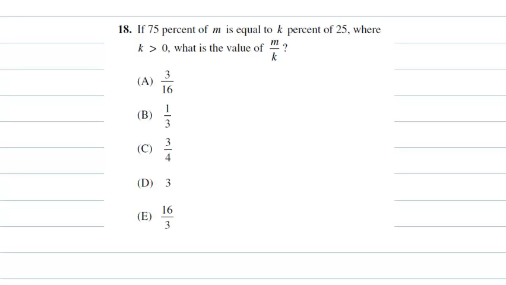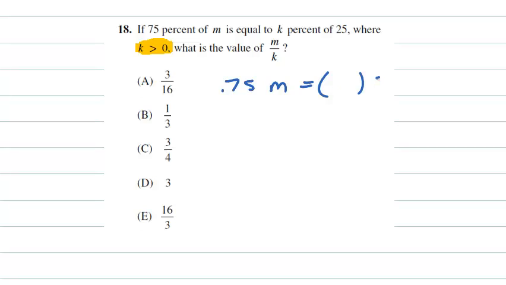over k? Well, first of all, k being greater than 0, most times we might ignore something like that. Basically, they're telling you if k were negative or if it were 0, this would kind of mess up our problem. So let's just assume it's a regular positive number. And then let's write out what they're saying. 75% of m is equal to k% of 25.